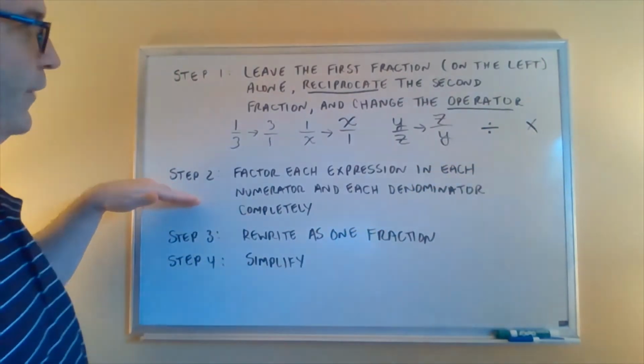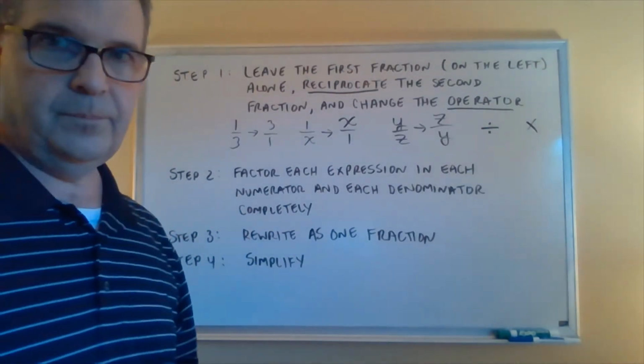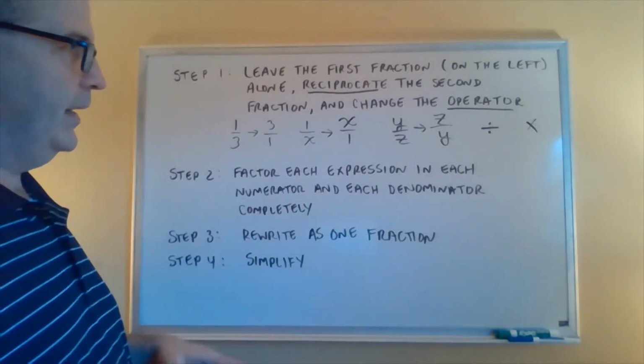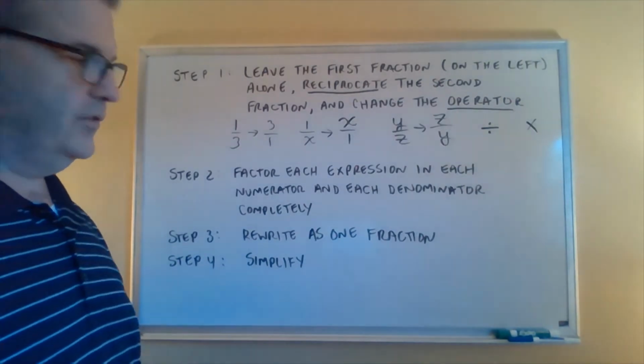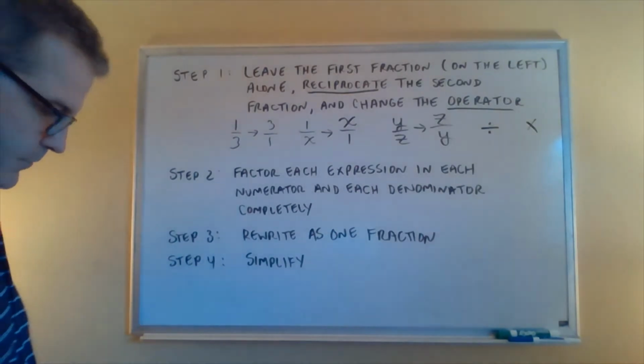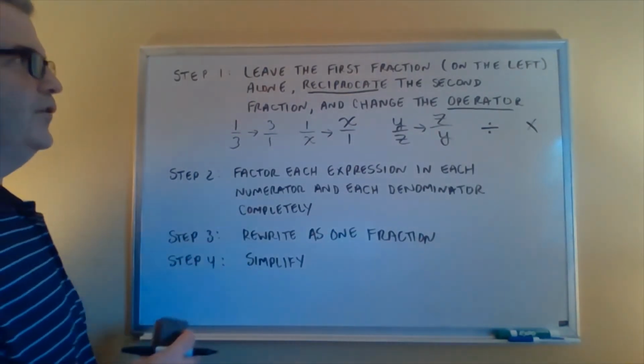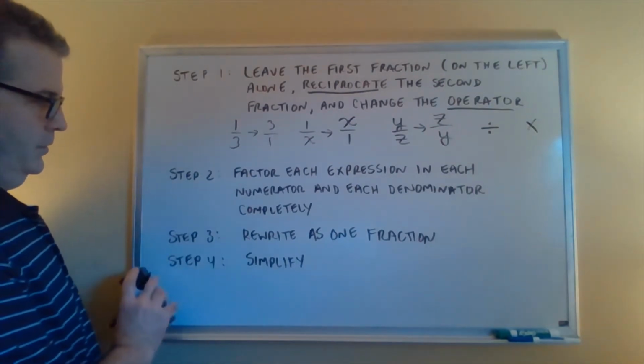Step 2, we're going to factor each expression in each numerator and each denominator completely. Step 3, we'll rewrite those two fractions as one fraction. And then finally, step 4, we're going to simplify. Okay, so I'm going to erase this here so we can get to work on our first example. Now I'm going to go ahead and pause and write that down.